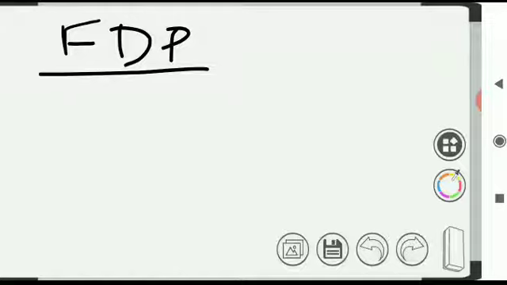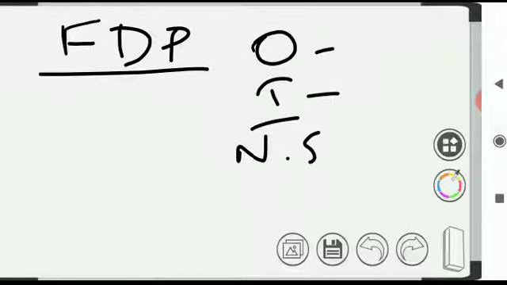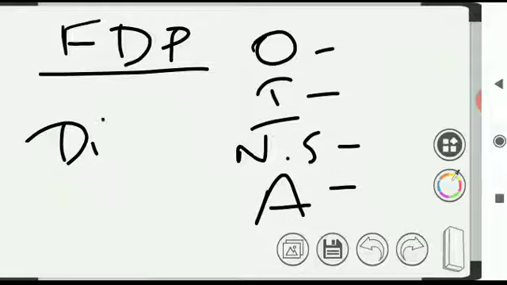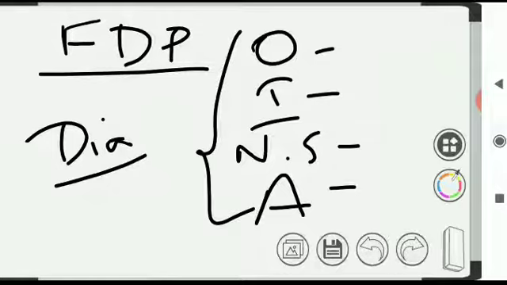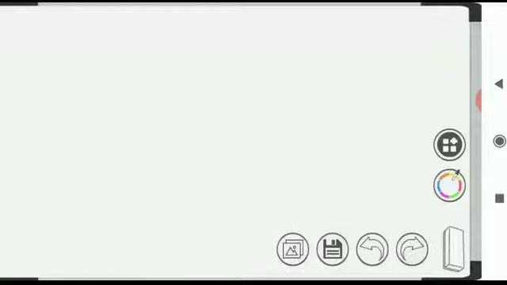So, let's see this muscle Flexor Digitorum Profundus. The muscle will be described under the following headings: origin, insertion, nerve supply, and action. And most importantly in anatomy is the diagram. If you're able to draw the diagram, then you will be able to answer all such questions. So let's start with Flexor Digitorum Profundus.